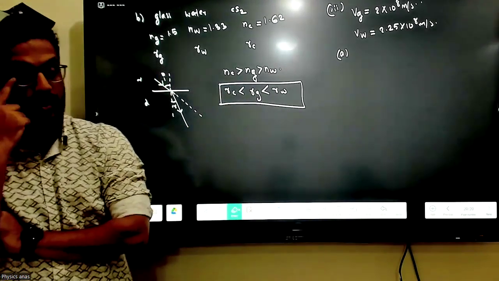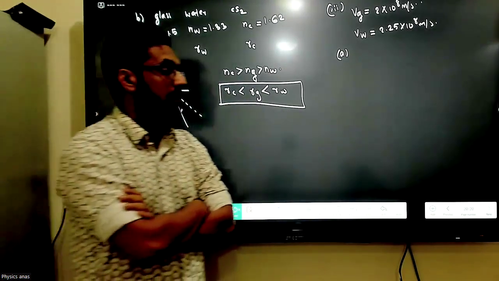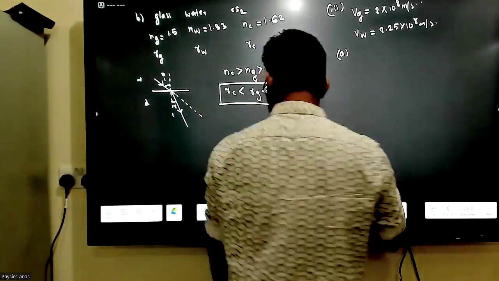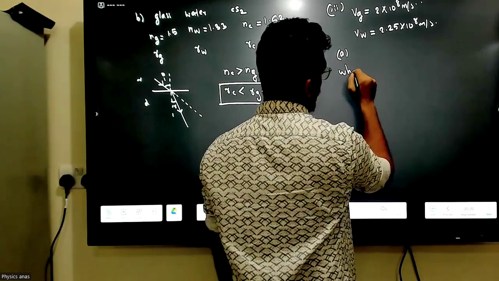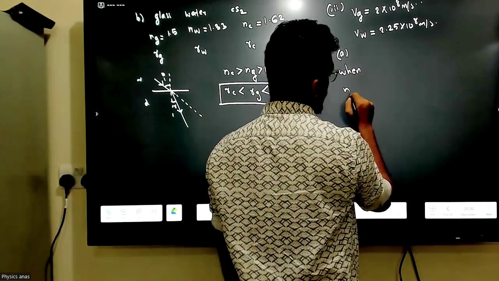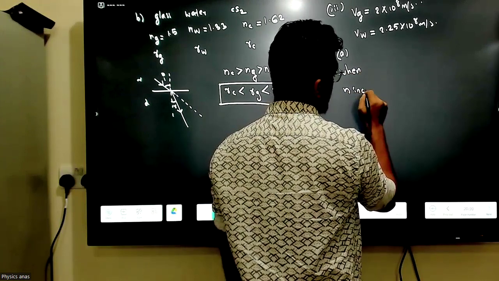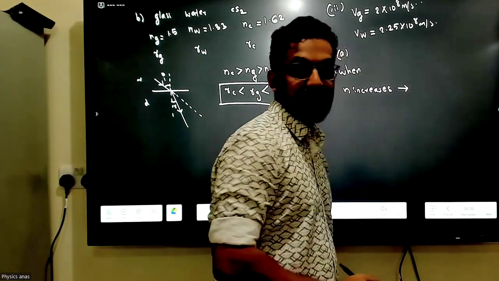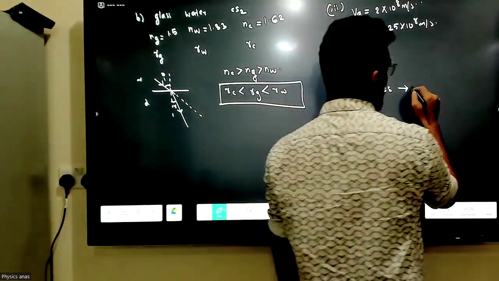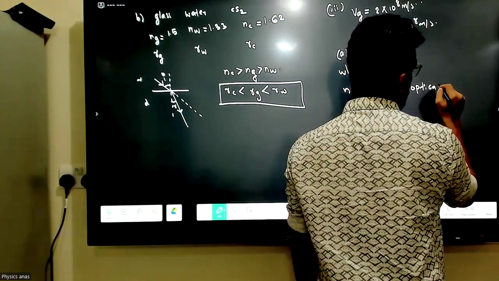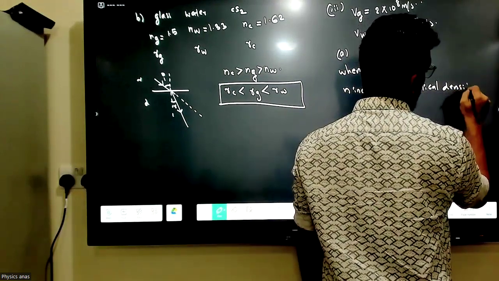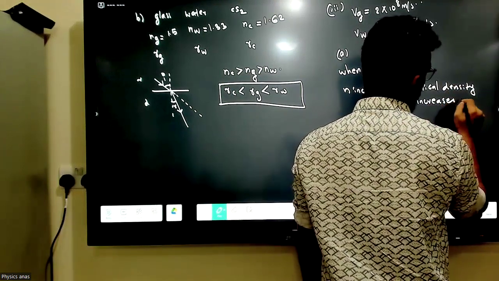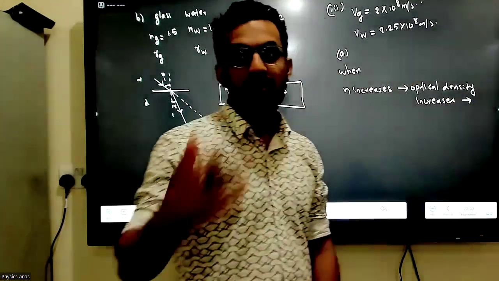Now we have to make a point. When refractive index increases, optical density increases. What is happening to optical density? Optical density increases. If optical density increases, velocity of light decreases.